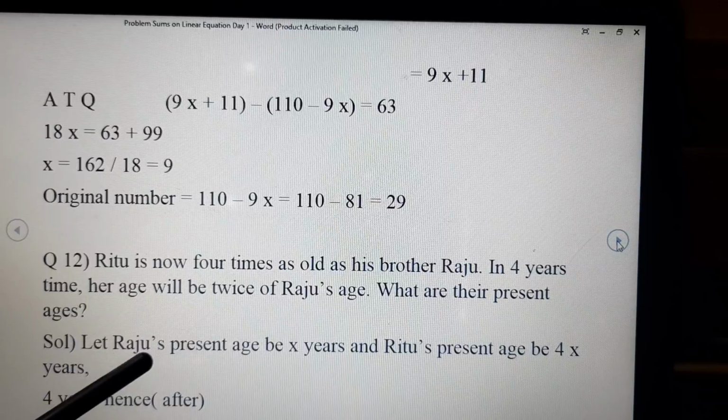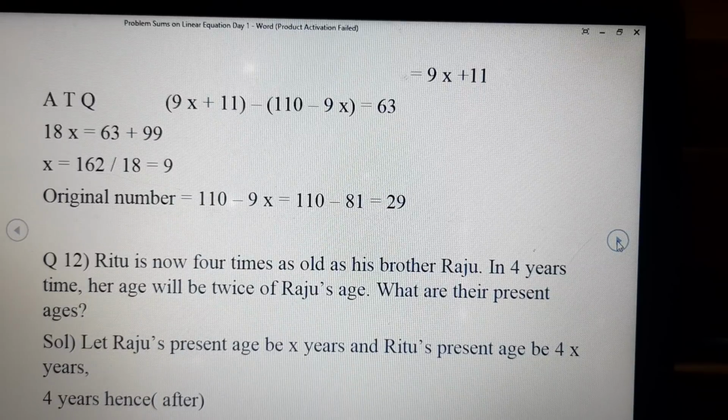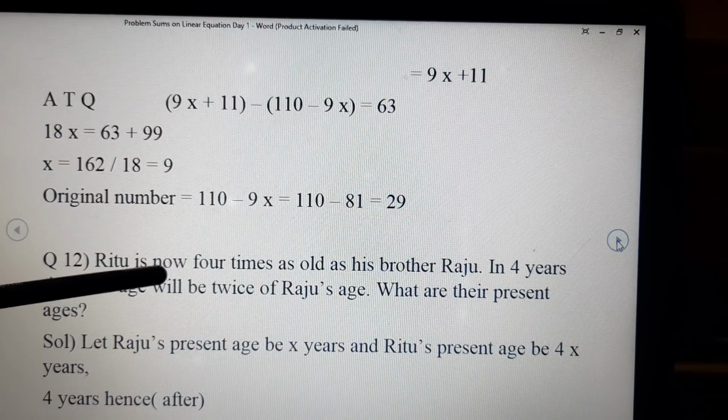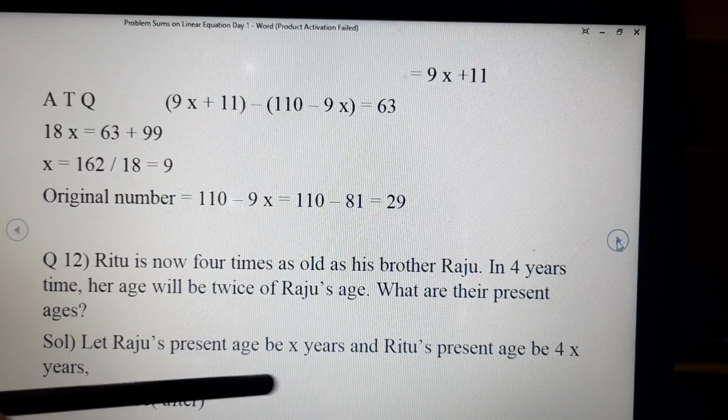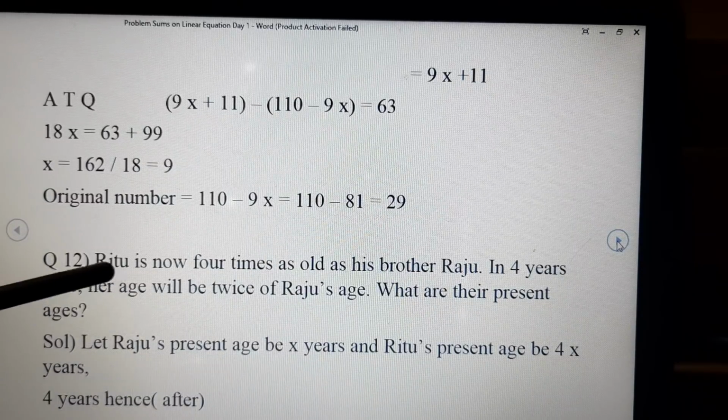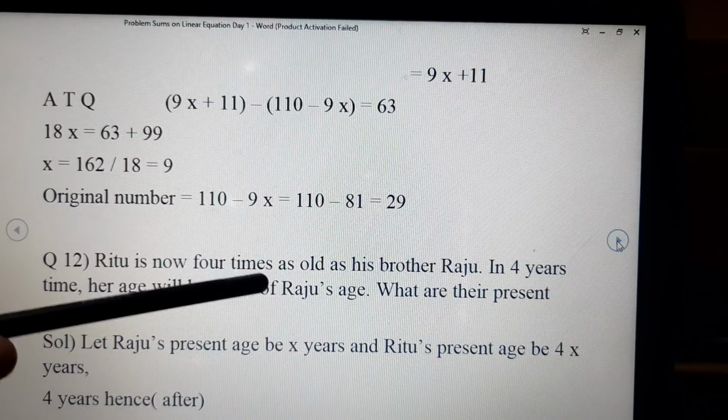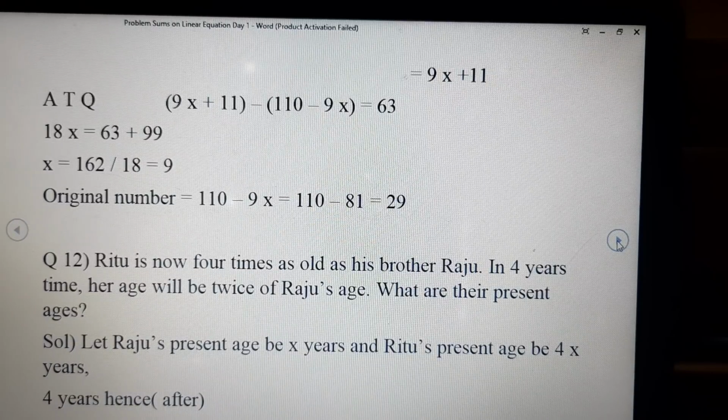So let Raju's present age. This term present age is very, very important to be used because we are talking about now. Now means present age. So Raju's present age be x years. And if Raju is of x years, then Ritu will be 4 times, so 4x years. So Ritu's present age will be 4x.